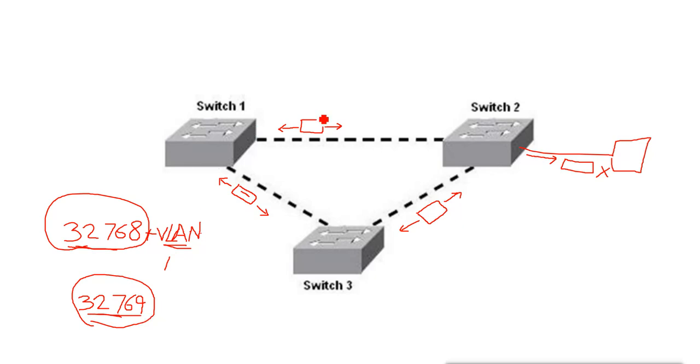So who will become the root bridge? If you have a tie on the bridge ID, the root bridge will be decided by the MAC address. For example, switch 1 has a MAC address of AA, this one has a MAC address of DB, and this one has a MAC address of C.